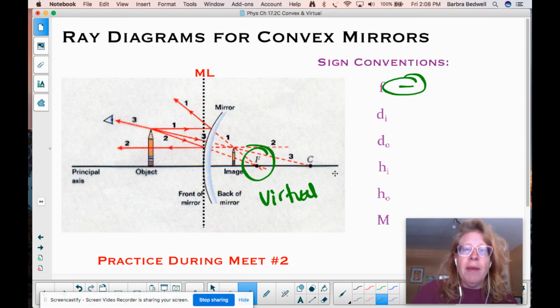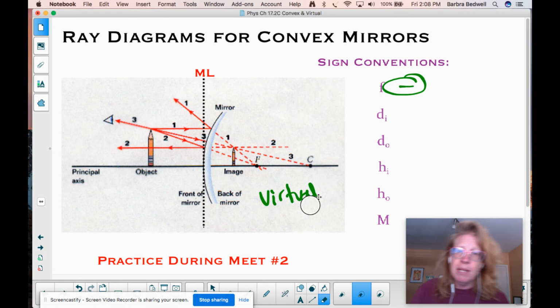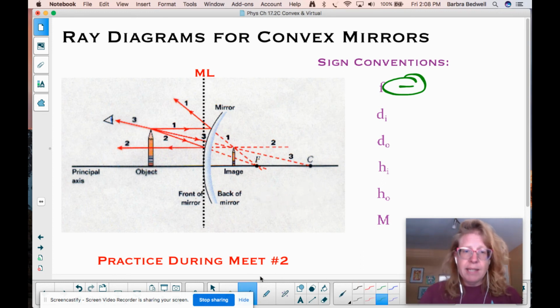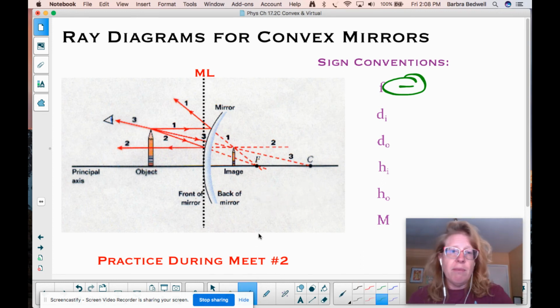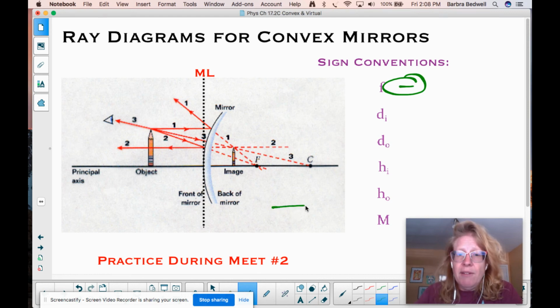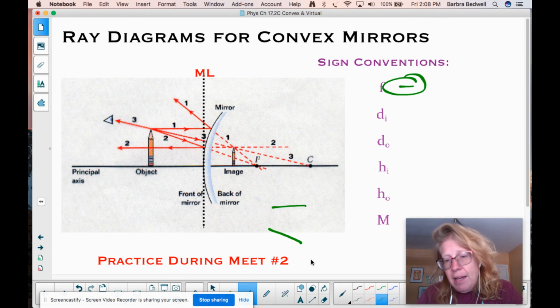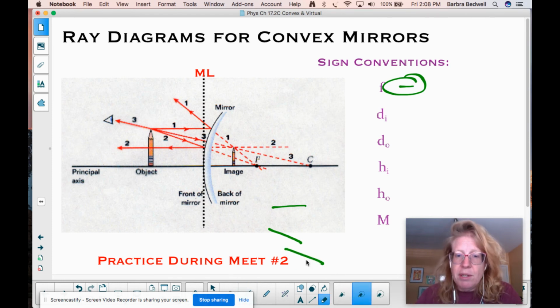And it's the same relationship between F and C. This is still 2F. So the center of curvature on the back of that mirror, half of that is where that virtual focal point would be back behind the mirror. So that's where that F is. That's an important piece about convex mirrors. Okay, next thing to keep in mind, we're still drawing our same 3 rays. It's still in flat and then through F, and then through F and out flat, and then through C. Those same 3 rays are still here.